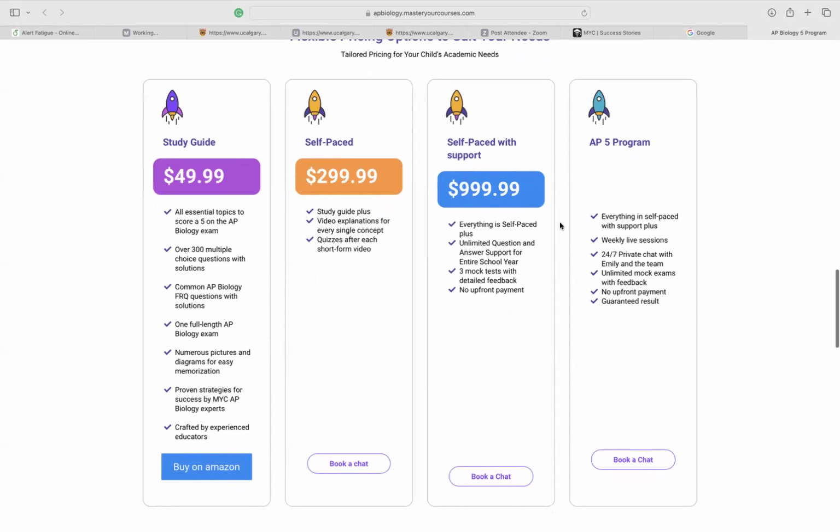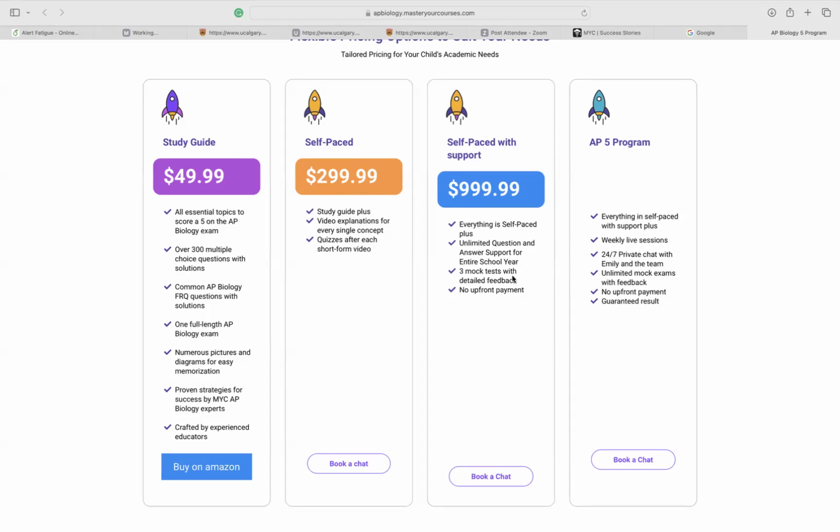And our next program is self-paced with support. It is our self-paced program, but on top of that, you get support from Emily and team, one of our experts here. It has everything in our self-paced, plus unlimited question and answer support for your entire school year.